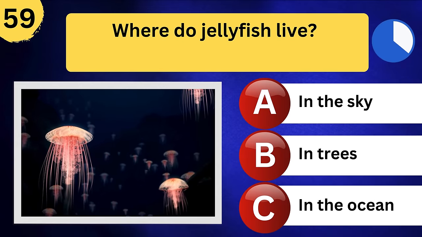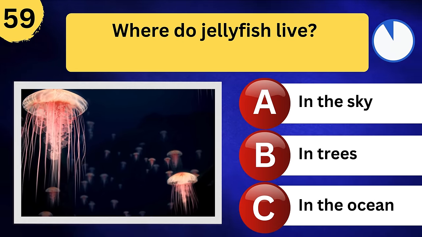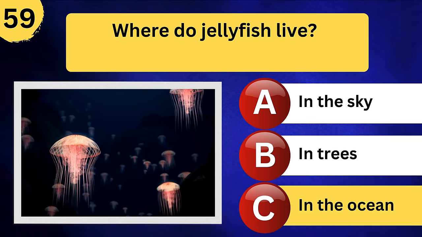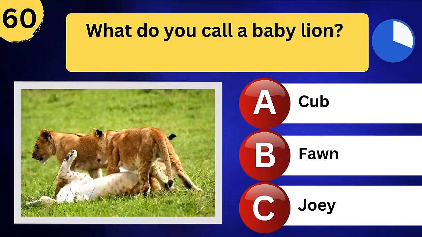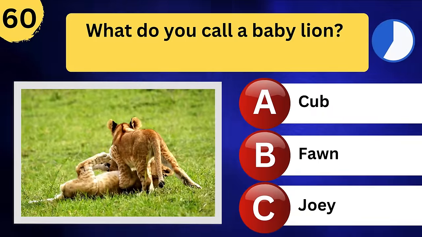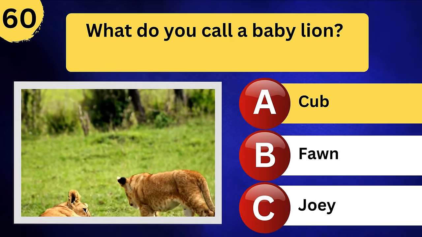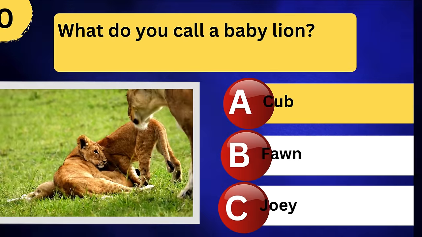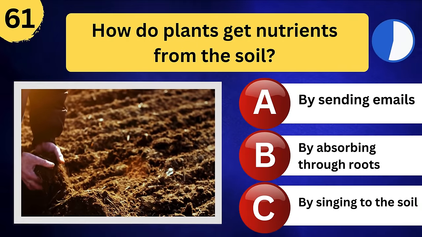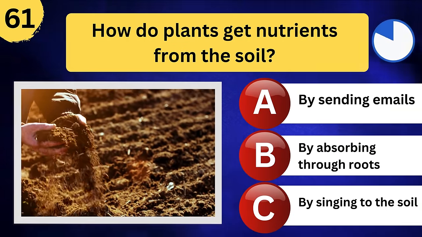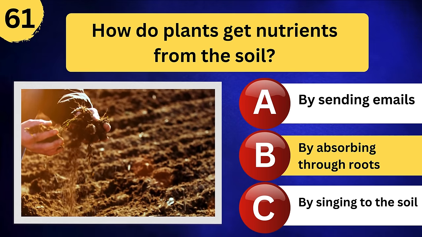Where do jellyfish live? In the ocean. What do you call a baby lion? Cub. How do plants get nutrients from the soil? By absorbing through roots.